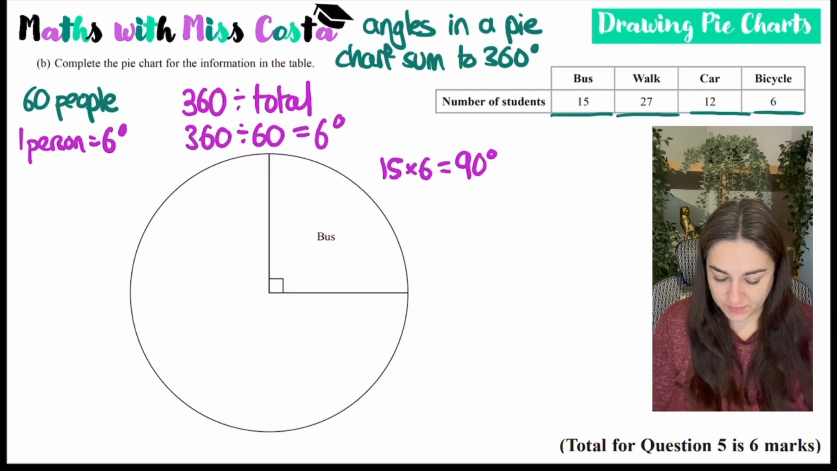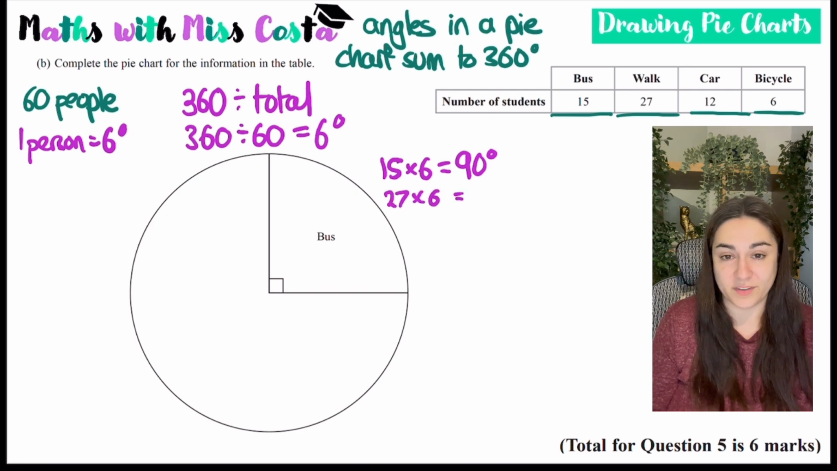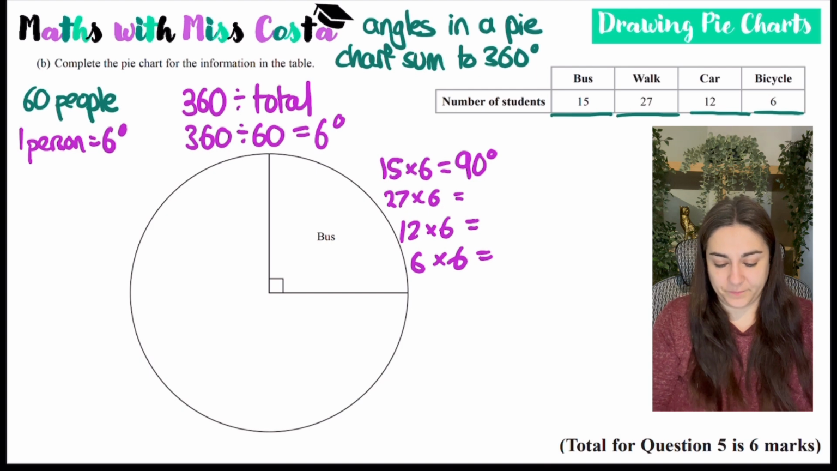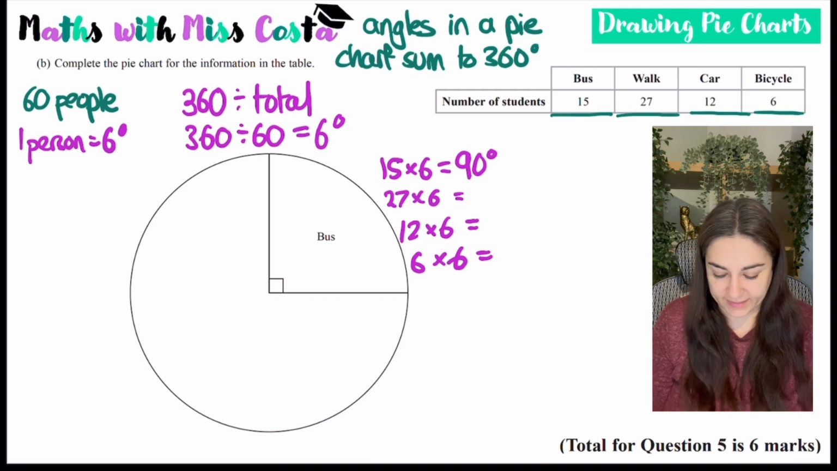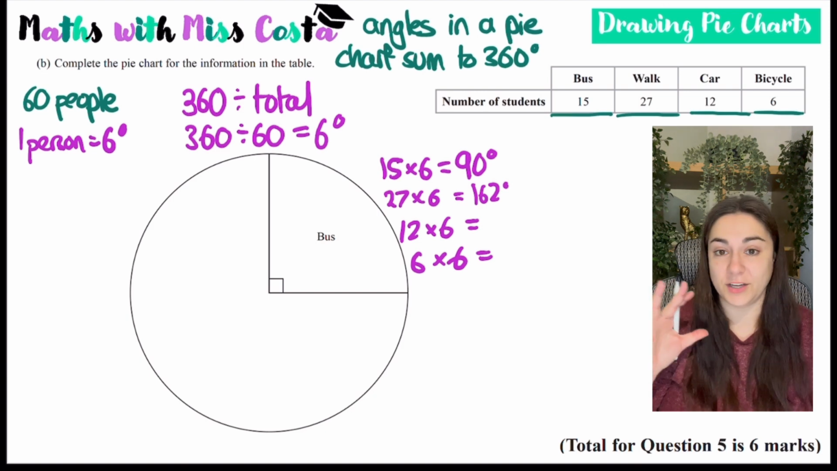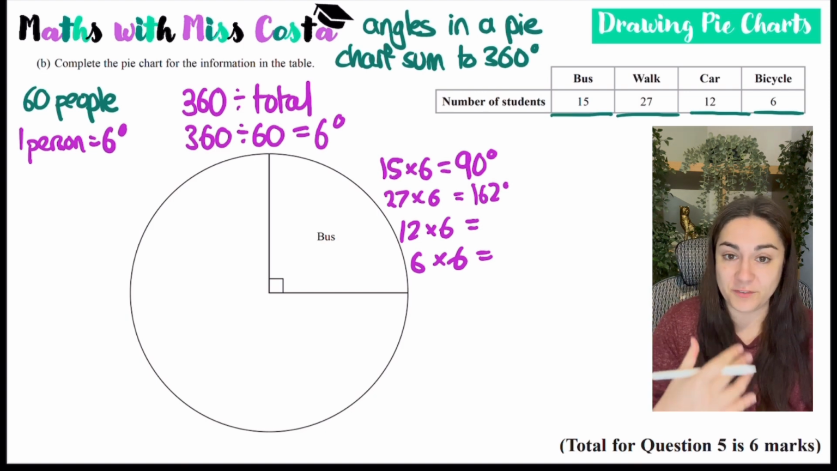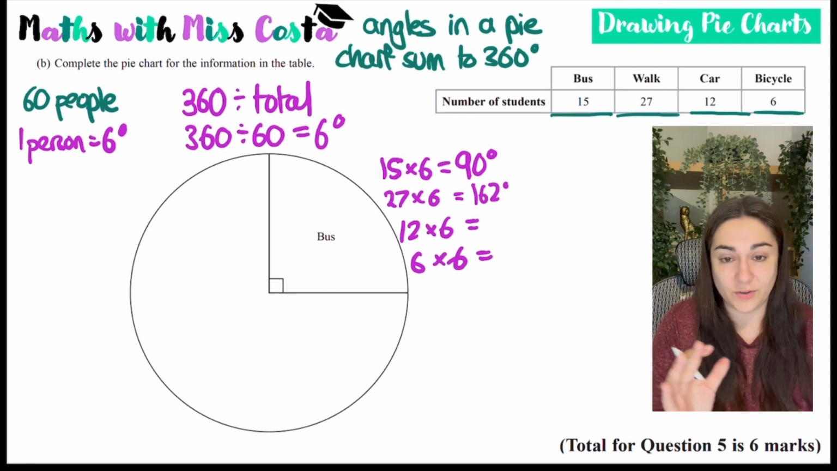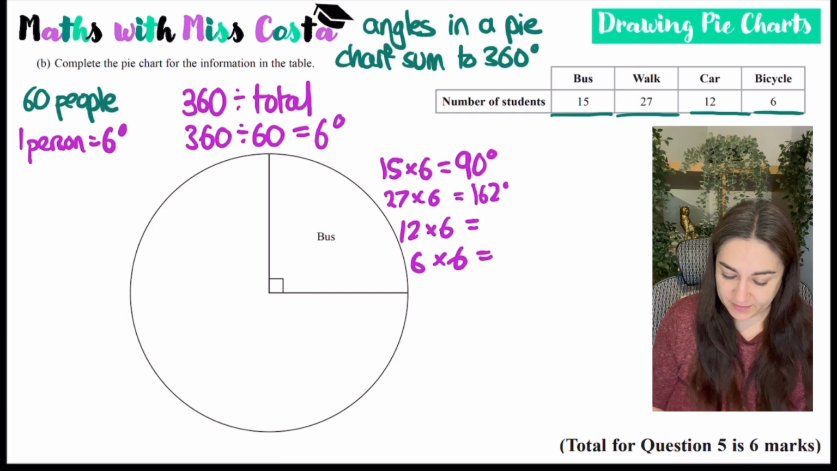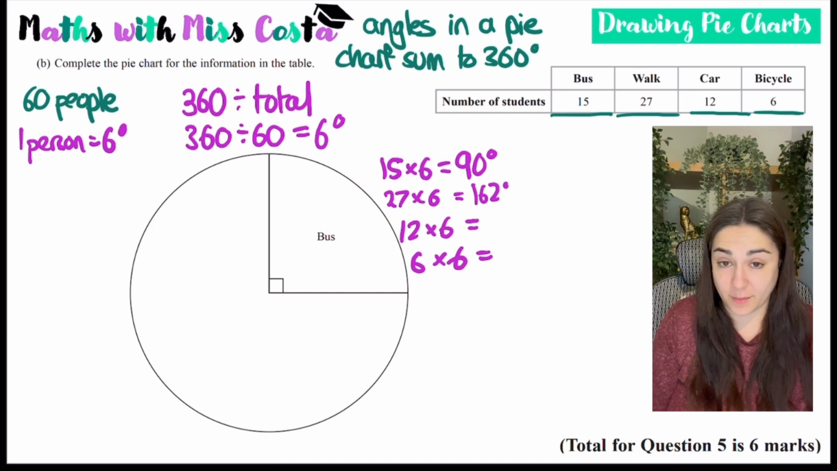So I just need to do 27 times 6 to figure out the degrees for the people that walk, 12 times 6, and 6 times 6 for the bicycle. So 27 times 6 is 162 degrees. And the great thing about this question is there are so many marks you can pick up, even if you can't get to the very final bit, even if you don't draw your angle perfectly. So that's why it's so important to show your working. So 27 times 6 tells me that the people that walk are going to take up 162 degrees.